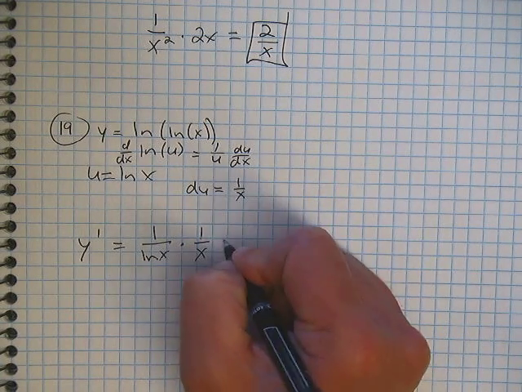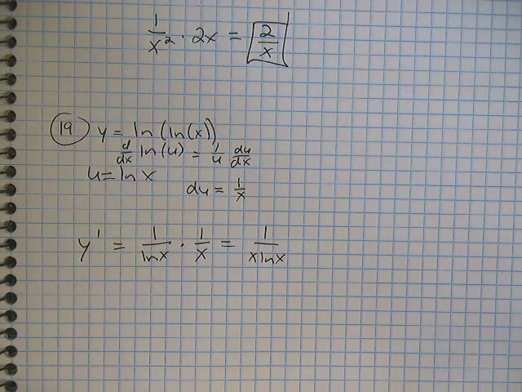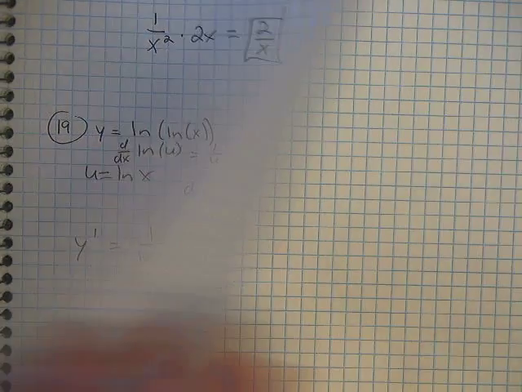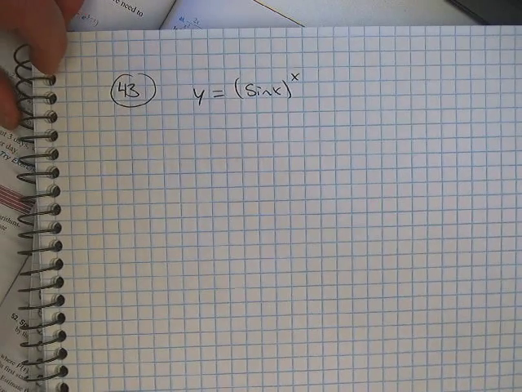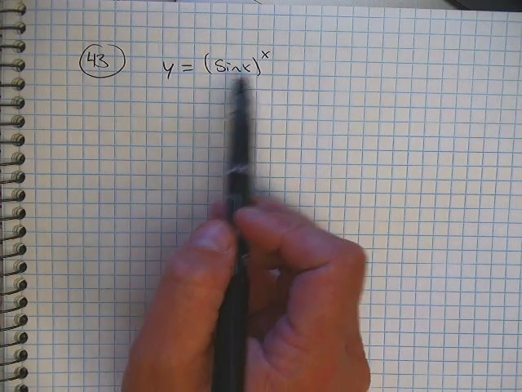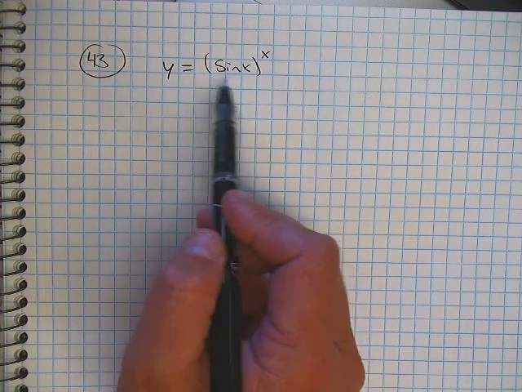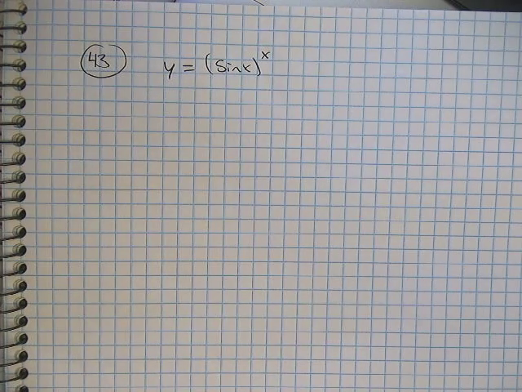Right, on to number 43. 43 is going to use a little bit of log knowledge. We did an example like this in class. We did x to the x. Now we have a function that's sine of x to the x. We don't have a rule that says what we can do on this one, so we're going to take the natural log of both sides. We just had no other way to do it, so this is the only way we can do it.